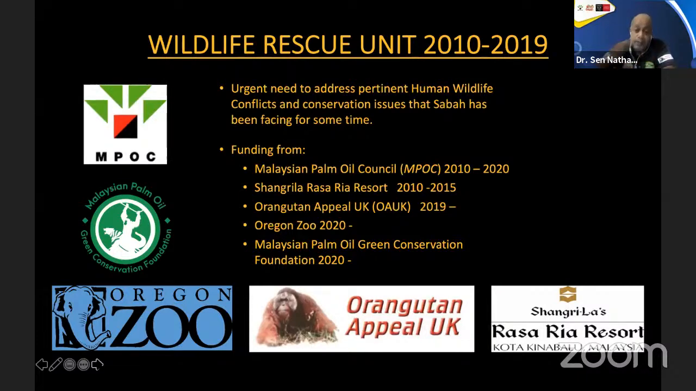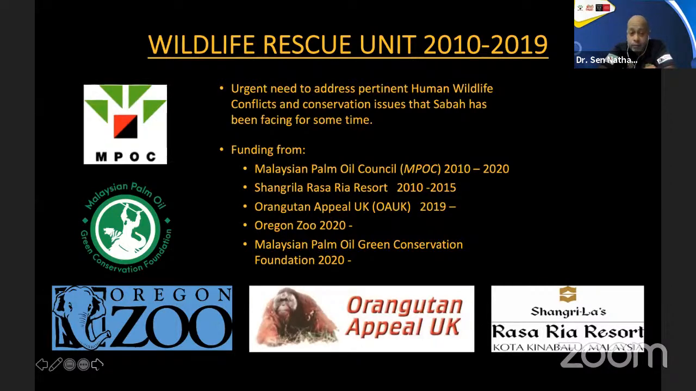From 2019 till today, we are working very closely with the UK-based NGO, the Orangutan Appeal. And in fact, one of their maiden funding for Wildlife Rescue Unit was funding 3 new vehicles, 4-wheel drives, for the rescue and translocation work that we have done. Oregon Zoo, which is an American zoo, has also stepped up to the plate and has been working very closely with WRU and Sabah Wildlife Department. They are primarily funding and supporting the work that we do with our Bornean elephants.